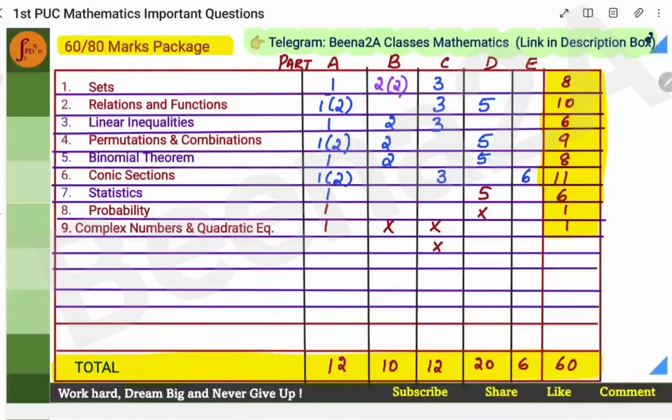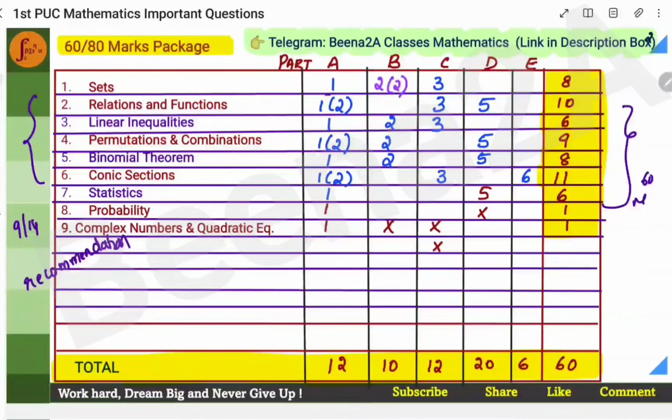Now, you can study whichever chapters you want based on what is easier for you and what is simpler for you. This is just one of my recommendations on how you could get 60 marks package. So you could prepare for 9 chapters out of 14 and you could get 60 marks, right? So this is one of the combinations.